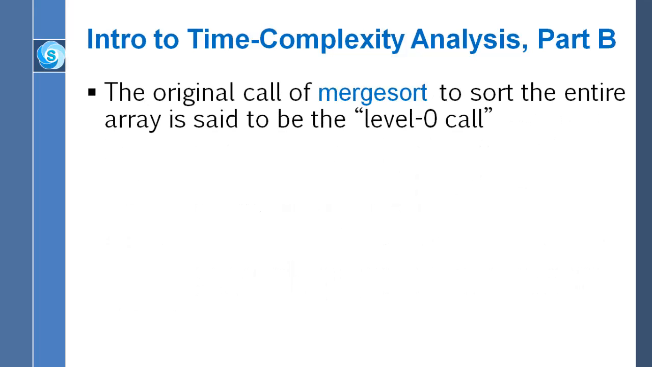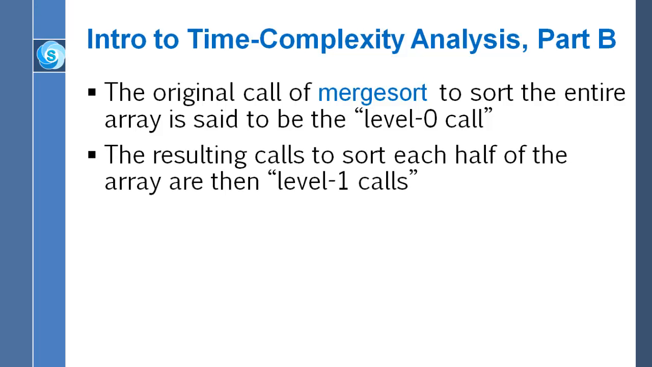Okay, so here we go. When Mergesort is called the first time to sort the entire array, we refer to that as the level 0 call of Mergesort. Okay? And then there are a couple recursive calls, right? The level 0 call involves splitting the original array into two halves and making recursive calls on each of those halves. We refer to those two calls as the level 1 calls.